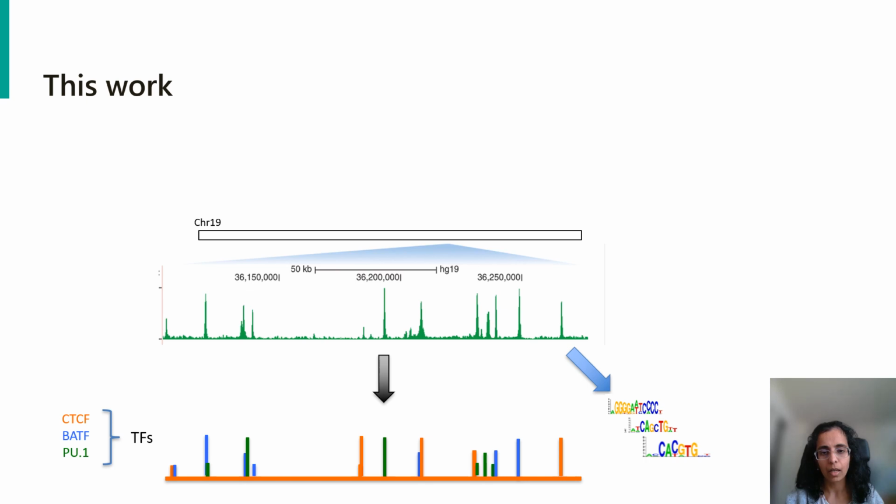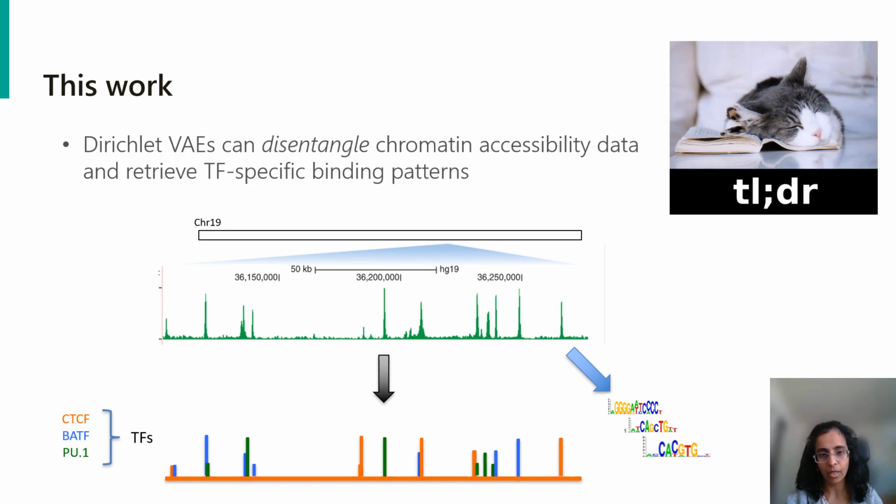In this work, we build a Dirichlet variational autoencoder based approach that can take chromatin accessible data such as the one shown here and disentangle it into TF specific information, and more importantly also learn TF specific binding patterns that capture the particular preferences of transcription factors for the input cell type.